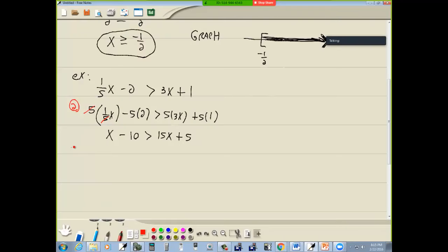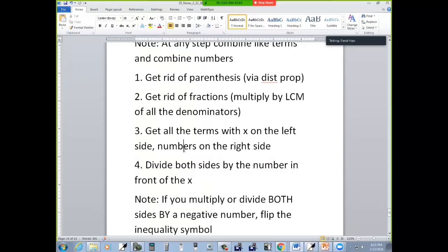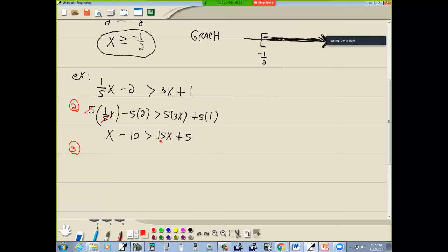Step 3. Get all the terms with x on the left side, numbers on the right side. So I'm going to take this 15x and move it over to the left side. Now I'll take this negative 10 and move it to the right side. Anytime you move anything across your inequality symbol, the sign changes. So the positive 15x becomes a negative 15x. The negative 10 becomes a positive 10. At any step, combine like terms. Now there's no number in front of this x, but remember there's always an invisible 1 there. So that really says 1x minus 15x, which would give us negative 14x. 5 plus 10 is 15.